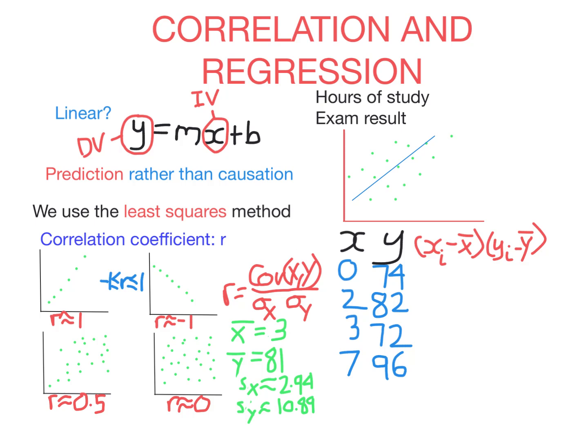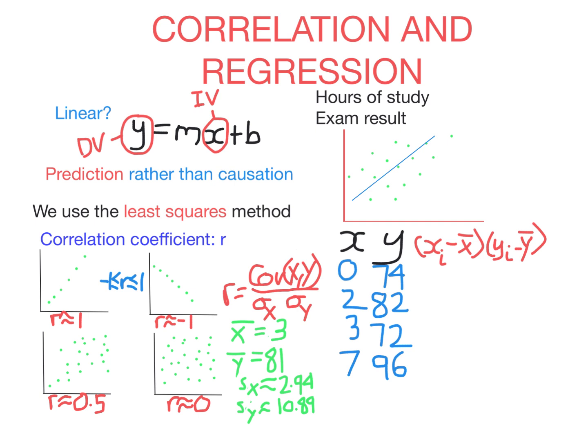Thank you so much for tuning into this video in which we'll look at correlation and regression. So what we're looking at here is a linear relationship between two variables, x and y. By convention, x is always the independent variable and y the dependent variable. We're going to try and find a linear equation linking them and see how we can tell whether or not that's a good estimation of the model.